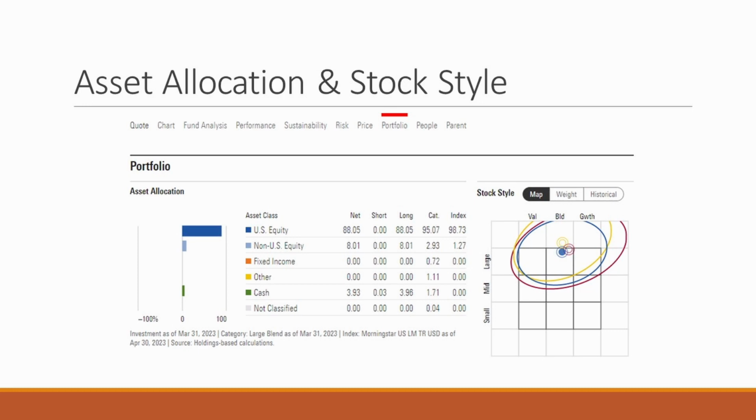stocks. It says 88% in U.S. equities, a little over 8% in non-U.S. And then there's also some cash here. If we look at the stock style on the right side of the page, we see that tic-tac-toe chart showing large, medium, small, value, blend, and growth. The blue circle represents where most of their holdings are.